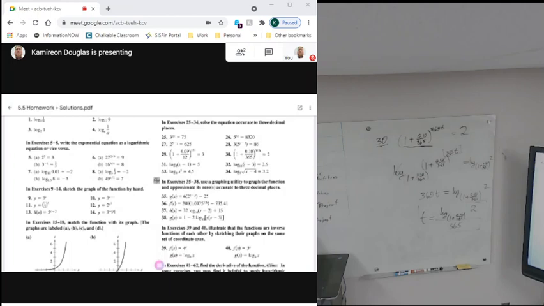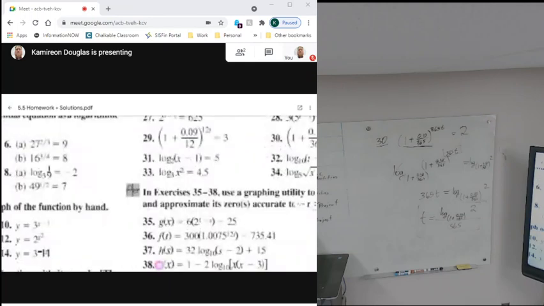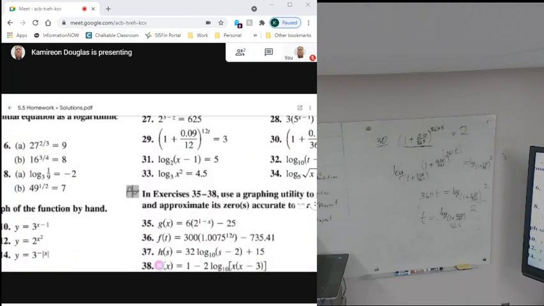For 31, 32, 33, and 34, I'm going to use an exponent of base 2 to match the log, base 10 to match the log, base 3 to match the log, and base 5 to match the log. The only way to get an exponent to disappear is with the log. The only way to get a log to disappear is with an exponent.